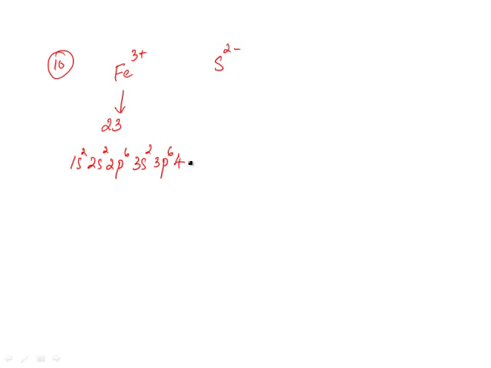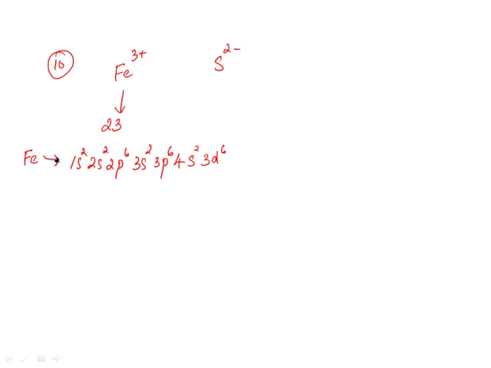So 4, and if you were to write up to 26, you have to do 4s2, 3d, 1, 2, 3, 4, 5, 6. So let me write the full one first. So you will write 4s2, 3d6. Correct? This is the electronic configuration of the neutral atom.